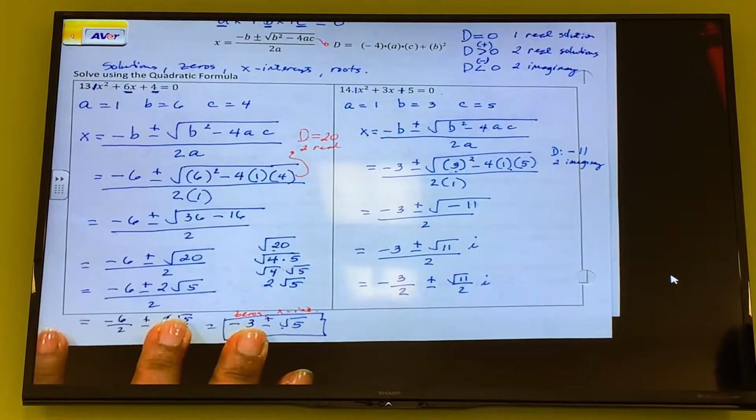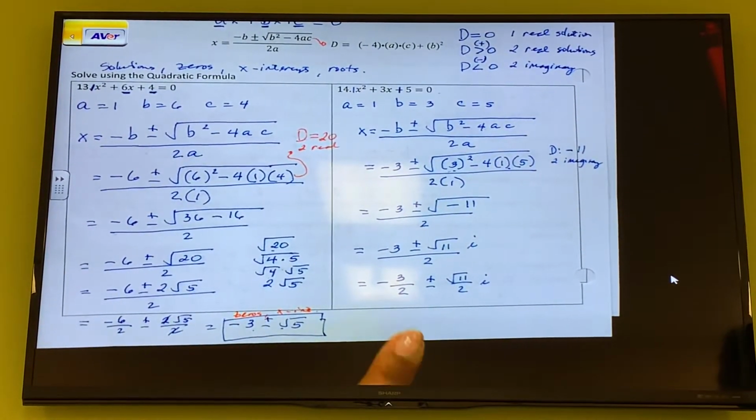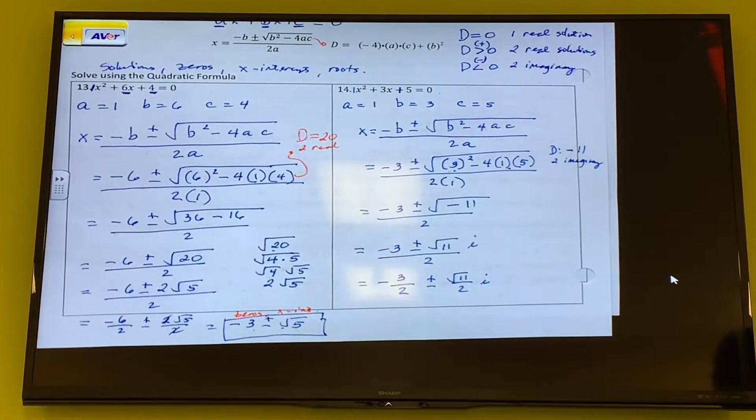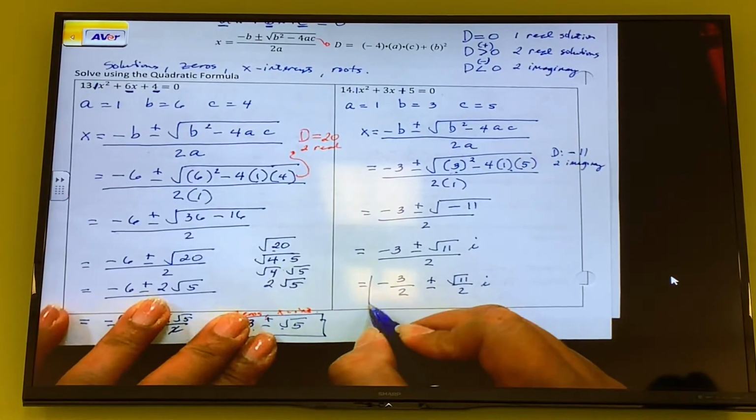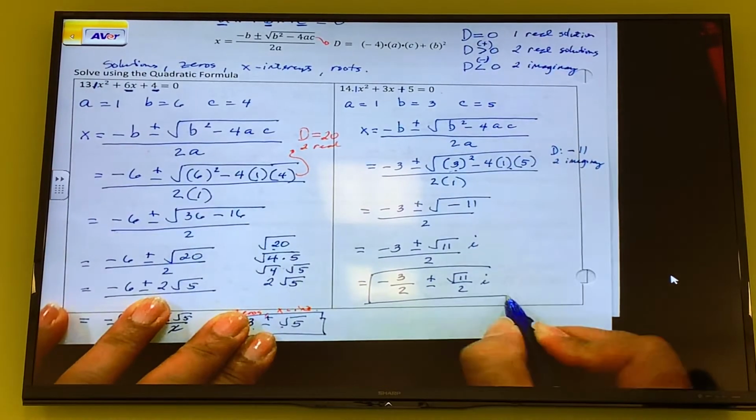Can we reduce to lowest terms? Negative 3 over 2? No. So that means those are the two answers already. Remember, there are two answers here. One is the one with the plus, and the other one is the minus sign.